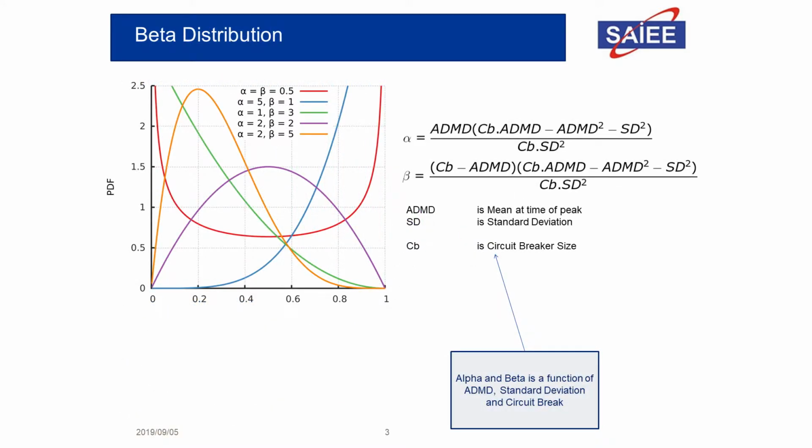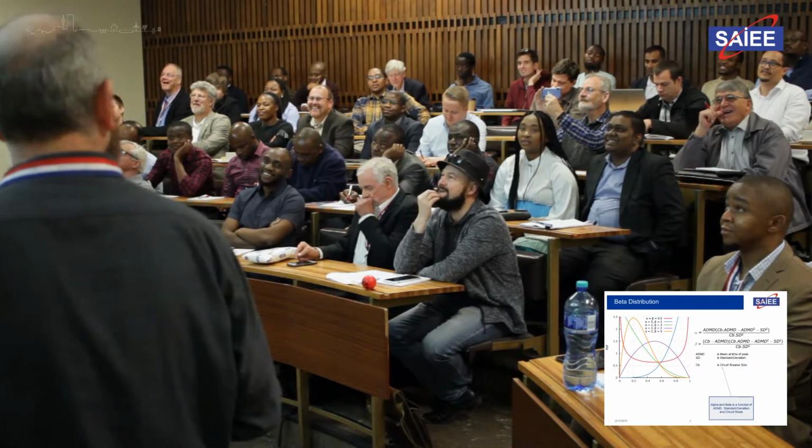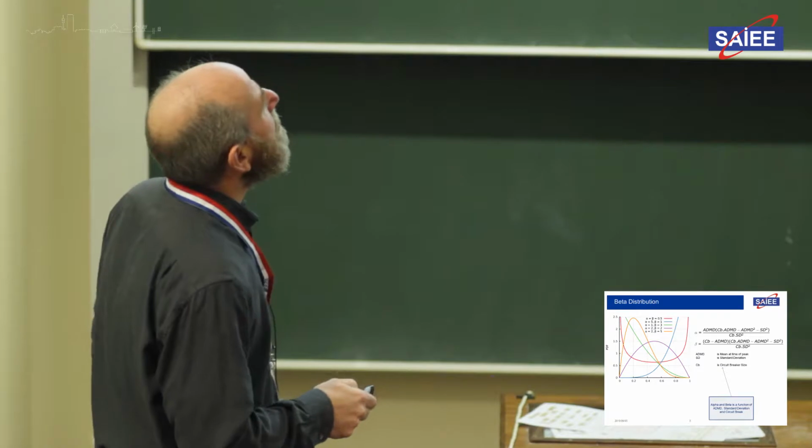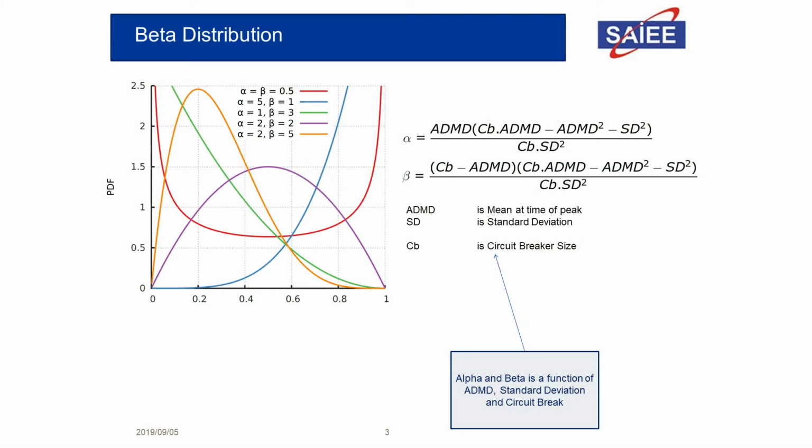I found this on Wikipedia last night. So, I did a lot of preparation. One of the cool things about the beta distribution is that it's almost like a little flexi curve, right? Depending on what alphas and what betas you give it, you can fit almost anything with it, as long as it's bounded. And obviously, if we have a circuit breaker, that's going to bound it.